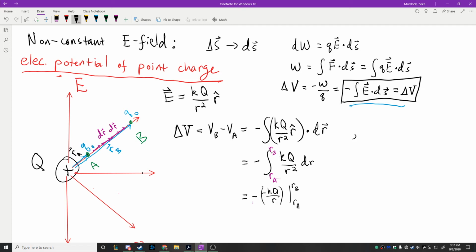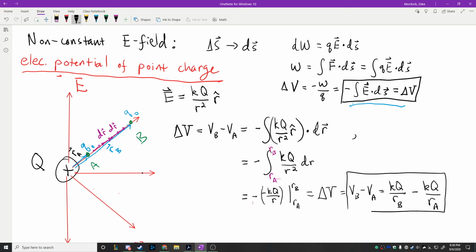The negative signs cancel. So this ends up being equal to, remember that we were doing delta V, and we said that that was equal to vb minus va. And now that's equal to, negative cancels, so we end up getting kq over rb minus kq over ra. If we look at this expression right here, I shouldn't box it in, it's not really the final answer. There's a lot of symmetry, right? It looks like VB is kq over rb, and VA is kq over ra.